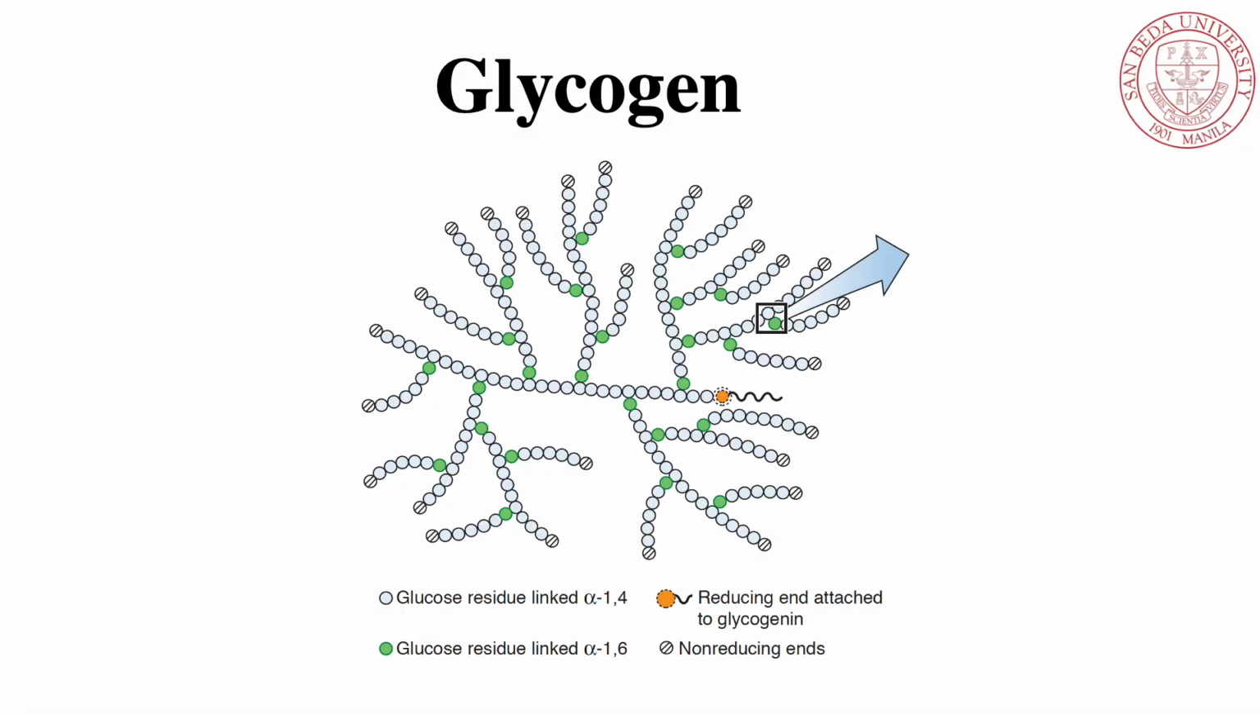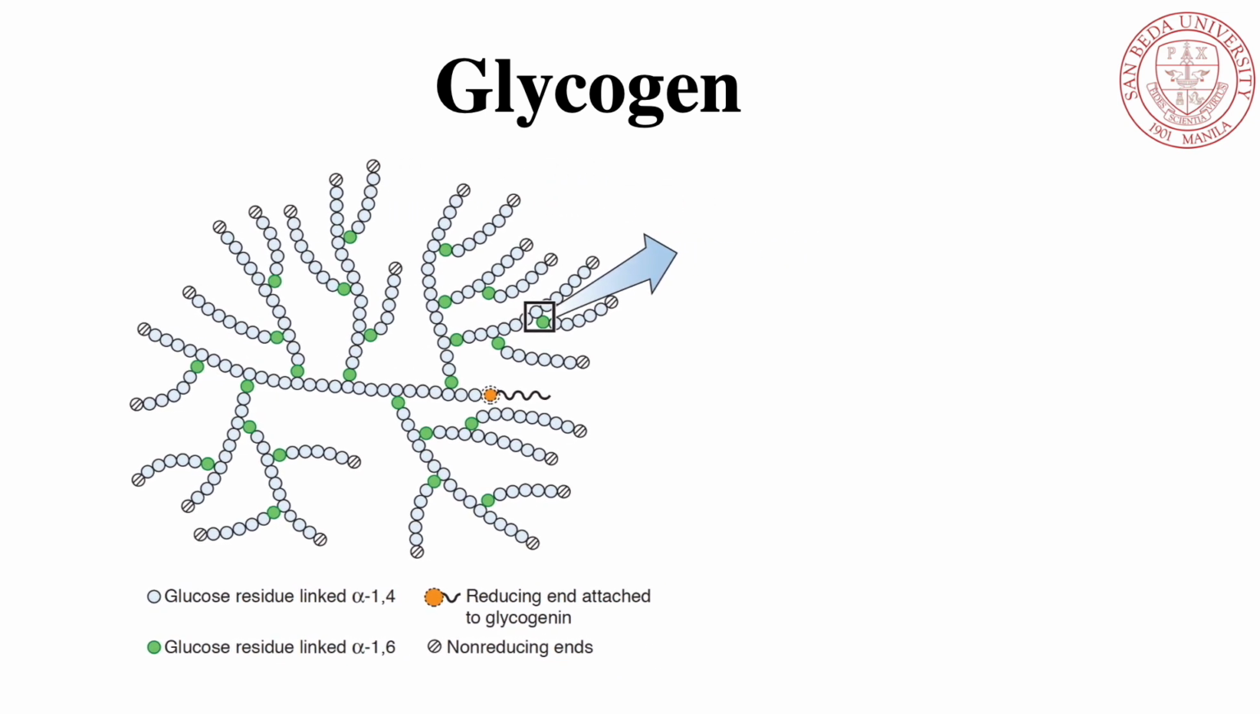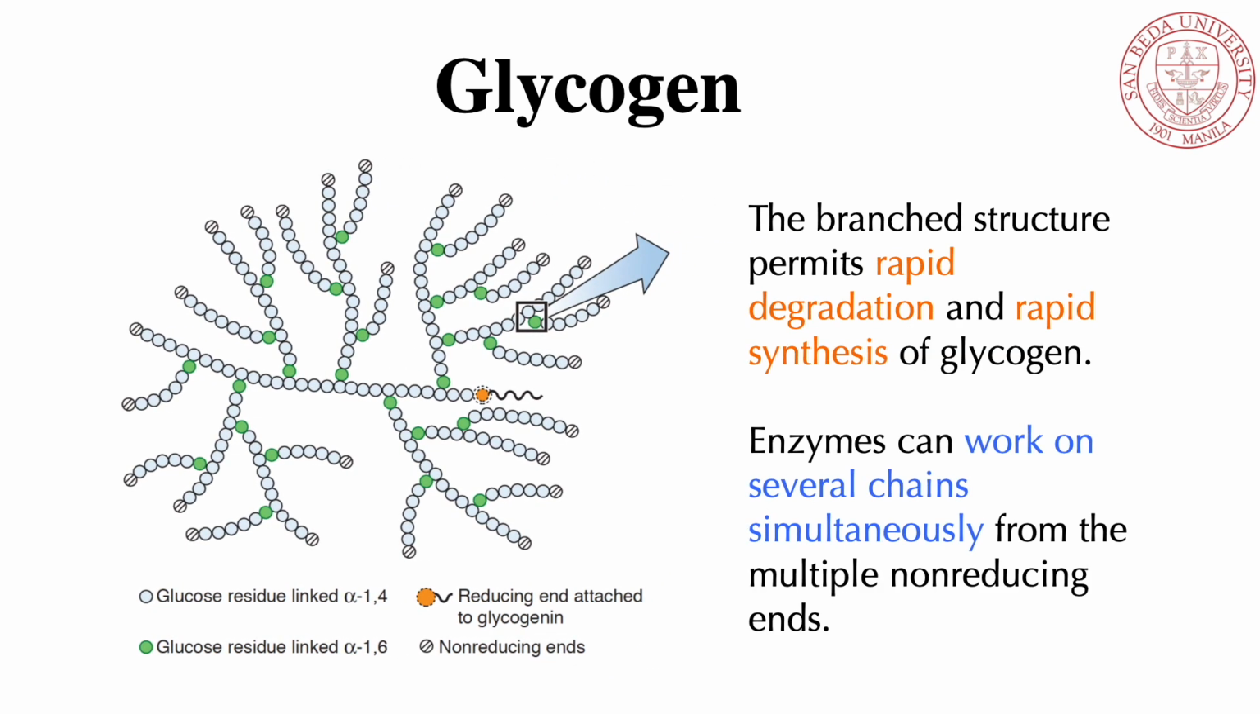Here we have a graphic representation of the glycogen molecule embodying the details I mentioned in the previous slide. There is a biological reason why glycogen was designed to be branched. This branched structure actually permits rapid degradation and rapid synthesis of glycogen by allowing enzymes to work on several chains simultaneously from the multiple non-reducing ends, thereby affecting the release of a large amount of glucose 1-phosphate molecules in a short time during glycogenolysis.